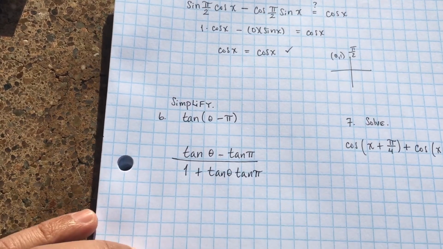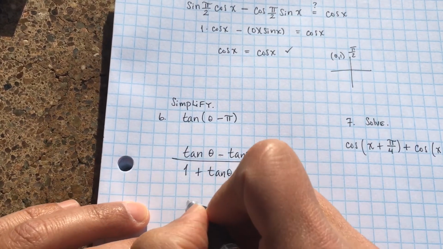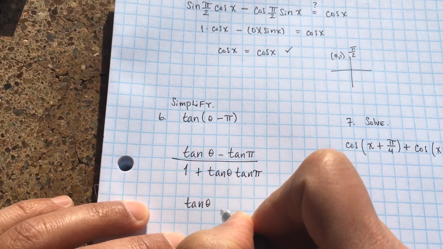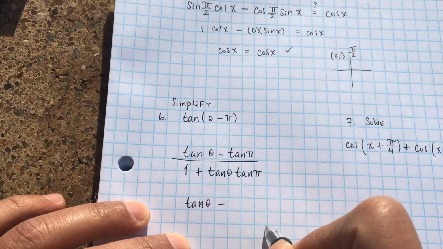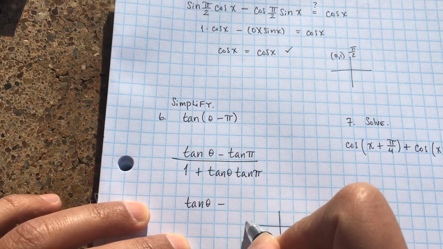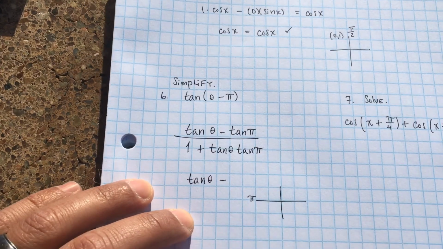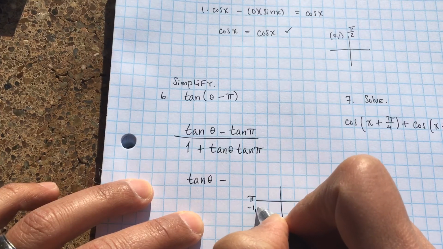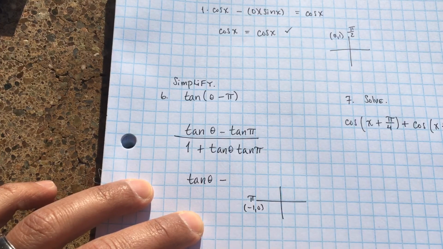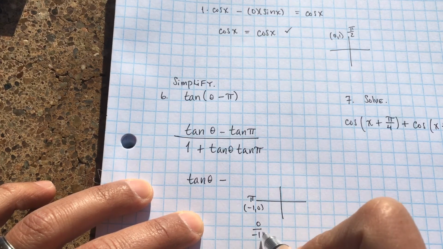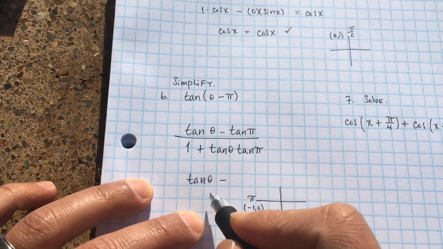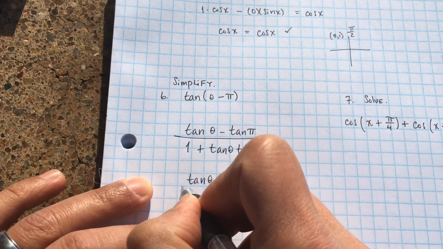Now we just go ahead and do our math. Tangent of theta, we're just going to leave as tangent of theta because we don't know what it is. Now, what is tangent of pi? Where's pi? Pi is over here, and that point is (-1, 0). The definition of tangent is sine divided by cosine. So sine is 0, cosine is -1. 0 divided by -1 is 0. So this becomes a 0, which is nice.